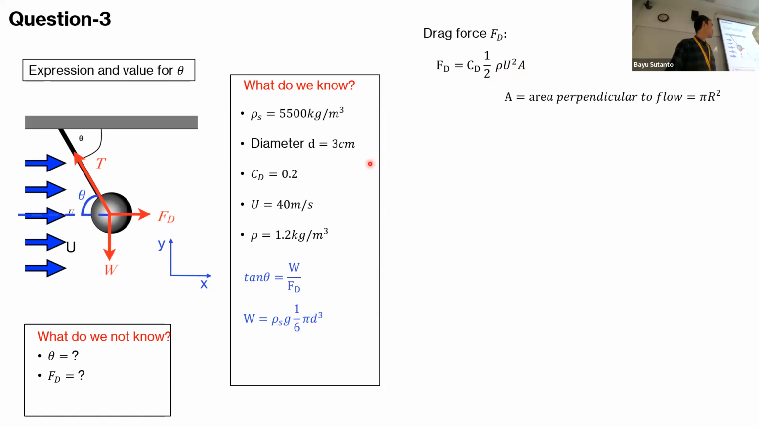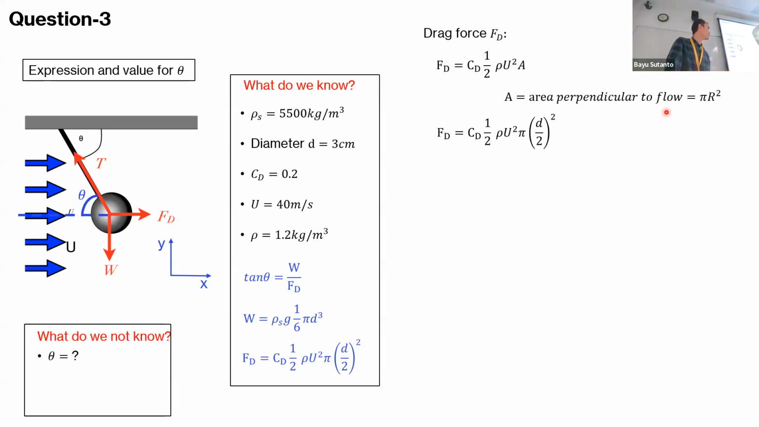And velocity also has the function and so on. And A is the cross-sectional area. So if we have a sphere, the cross-sectional area must be circular. We have a sphere, and the cross-sectional area to the flow must be equal to the area of a circle, so pi R squared. So F_D is C_D and so on. And we input this in our equations because we already defined W and F_D.